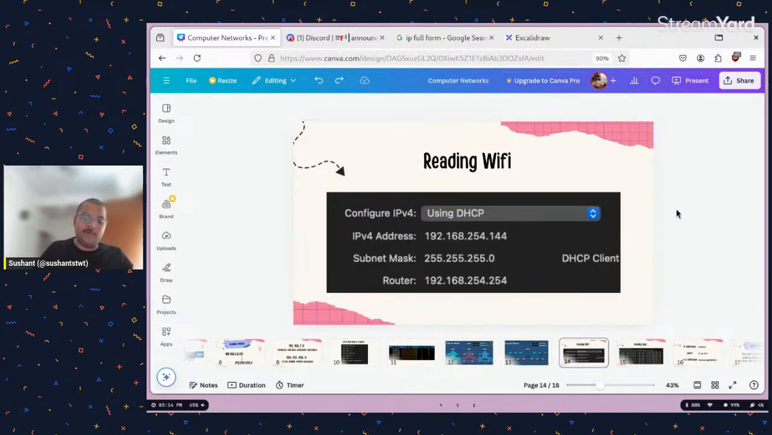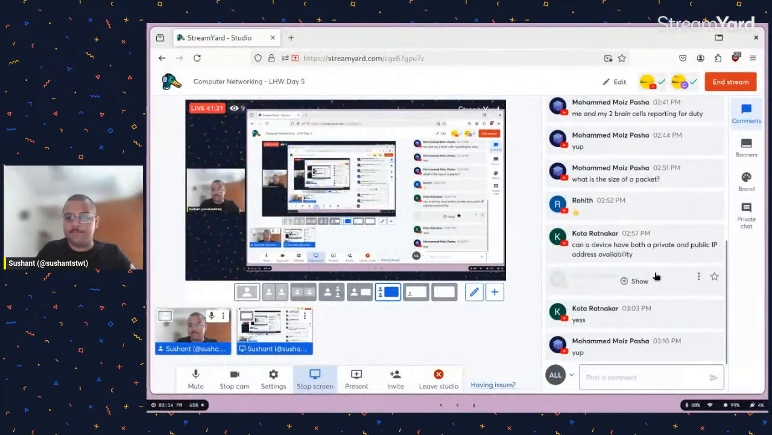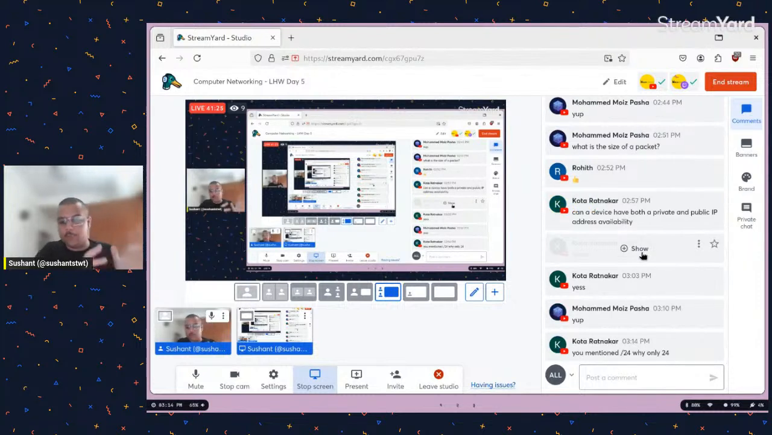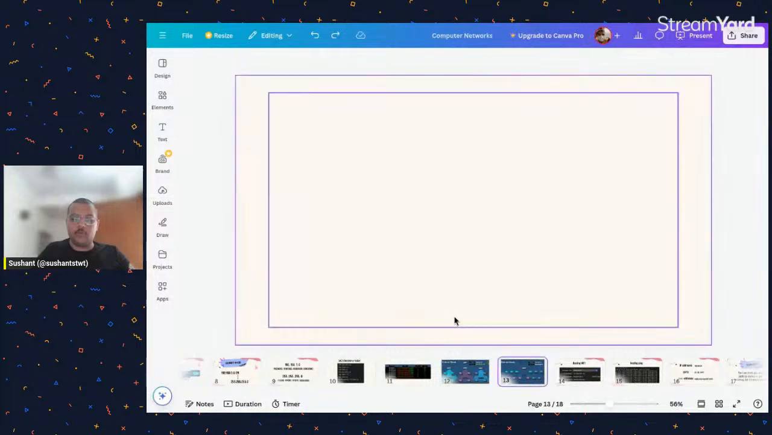Let's move on to reading your Wi-Fi. I think till now everyone was up to speed. Did everyone get it? What was the subnet mask? What was the IP address? You mentioned /24. Slash 24 basically means 8 times 3 is 24, right? So 8 was like this thing. Let me show you.